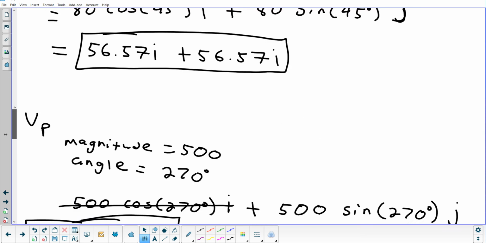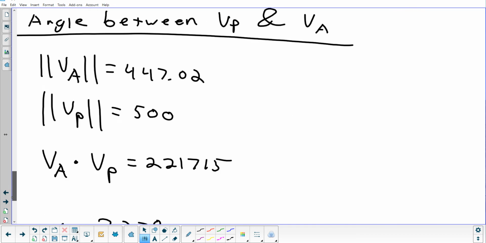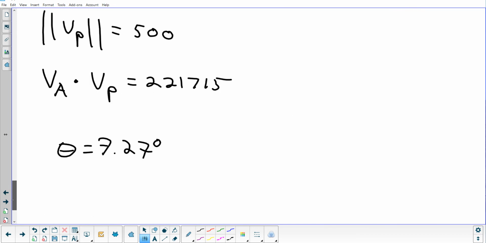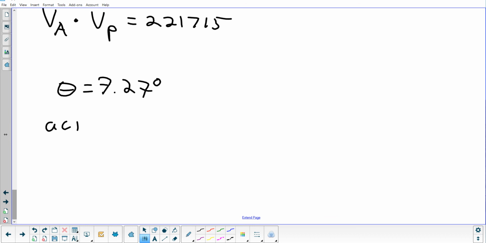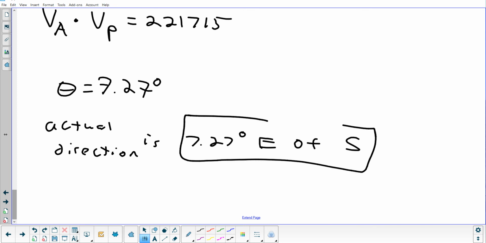So that means the actual direction of the plane is 270 plus, what did we just get? 7.27. So the actual direction is, you know what, you could say it this way, 7.27 degrees east of south. 7.27 degrees to the right of south. I just say it that way.